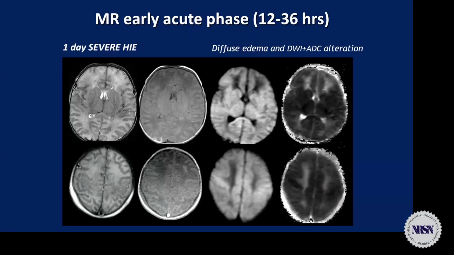What happens to the standard T1, T2 sequences and the diffusion sequence? This is a very severe case in the first day. Diffuse edema. All is hyperintense on T2 weighted image and hypointense on T1 weighted image. And on diffusion weighted image, you can see a dramatic, a striking restriction of diffusion in all the gray matter.